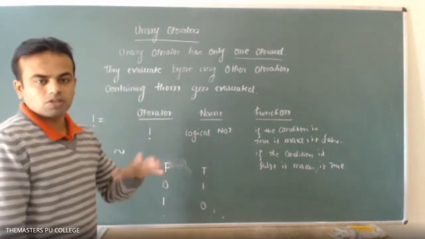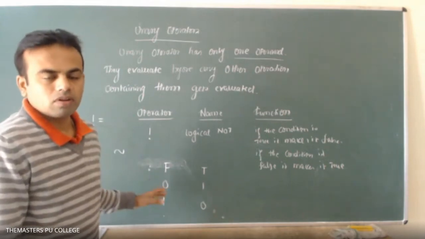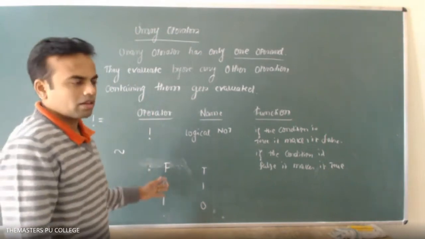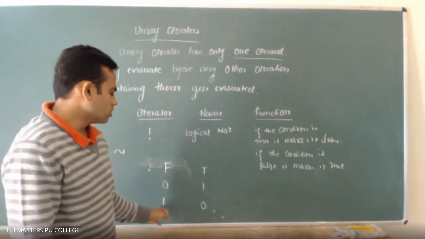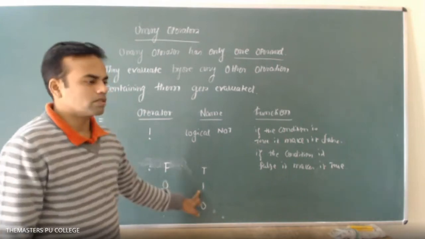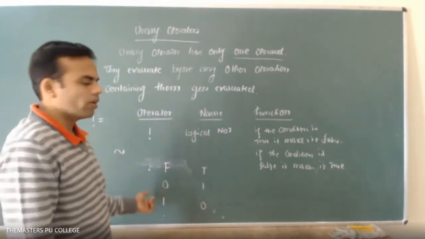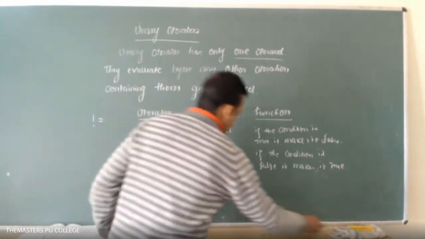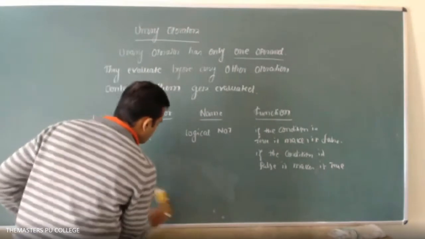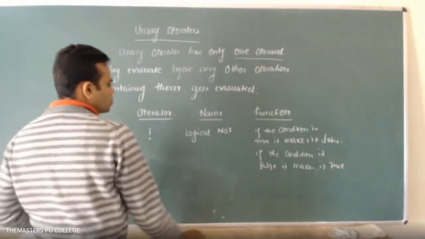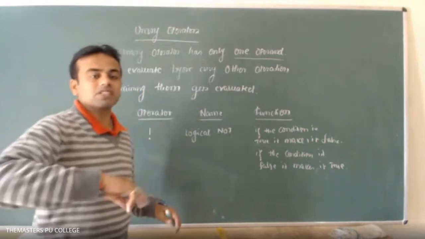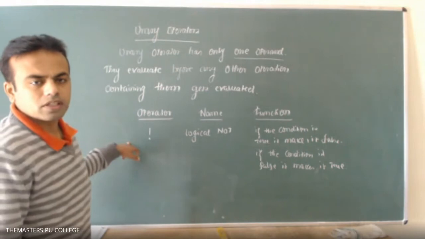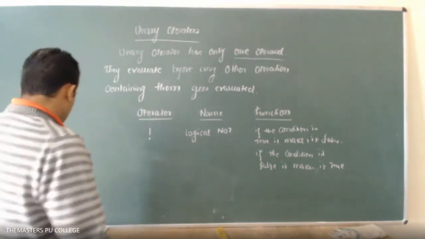This is what we call a logic diagram, truth table and logic diagram. It comes in Second PUC in Boolean algebra. So what does not do? If the input is true, false comes out. If it is false, true comes out. 0 indicates false, 1 indicates true. If the condition is true, then it returns false. If the condition is false, it returns true. Negation, it reverses the value, it reverses the result. Okay, not. Is that clear now? Shall we go on with the next?